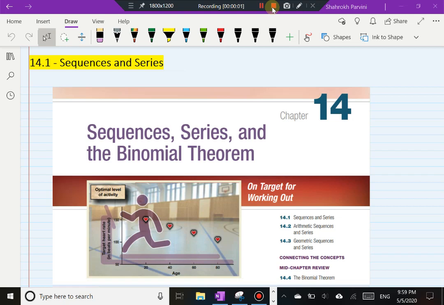We are in chapter 14, and in chapter 14 there are four sections. In section 14.1 we're going to talk about sequences and series. Now these are some miscellaneous topics that we're going to take a look at. Section 14.2, for example, discusses arithmetic sequences and series. Section 14.3 talks about geometric sequences and series, and section 14.4, the last section of chapter 14, talks about the binomial theorem. In section 14.1, we're going to talk about sequences and series.